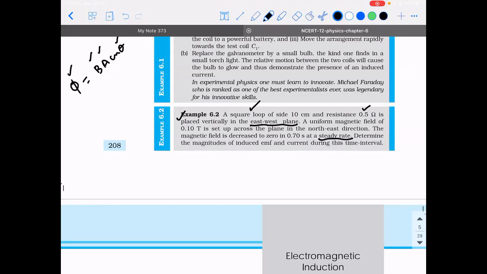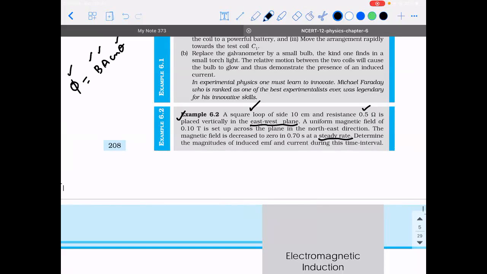Okay, if the flux has to change, you can either change the magnetic field keeping the area and theta constant, or you can vary the area by keeping the magnetic field and theta constant, or you can change the value of theta by keeping B and A constant. Are you able to understand?